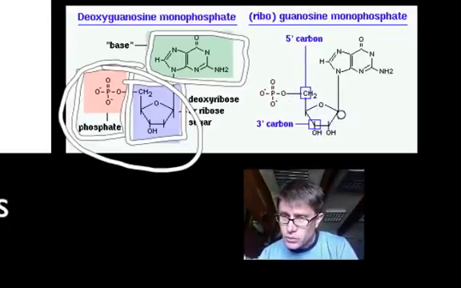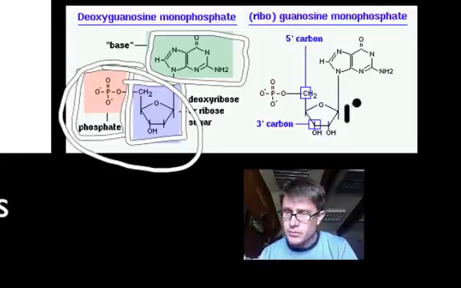So if we look here at this one sugar, if I count these off, let me find a color that you can actually see. This is called the 1' carbon right here. This is the 2' carbon, and the 3' carbon would be right here. This would be the 4' right here, and then this would be the 5'.